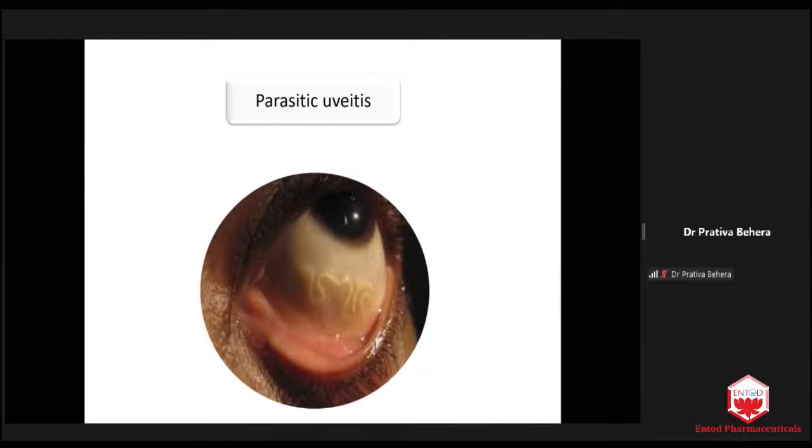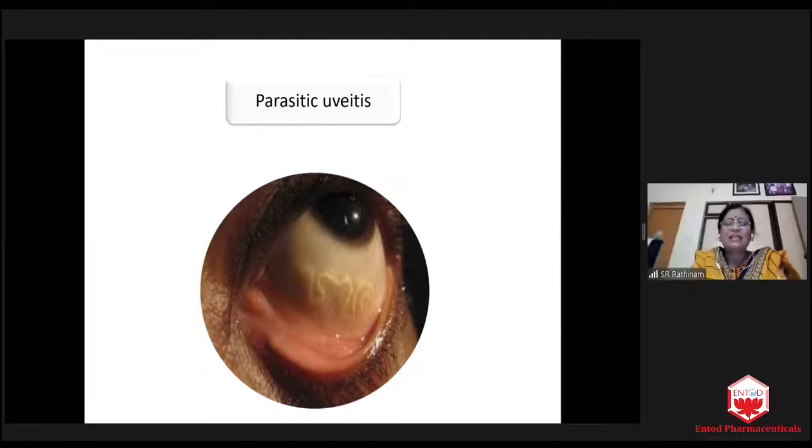Many times we will be seeing this and we call the resident and we'll be excited to show this. By the time the resident looks into the slit lamp, this worm might have gone into the retrobulbar space. So it is highly motile and rarely we get to see such a clinical picture. It is very difficult to diagnose parasitic uveitis.